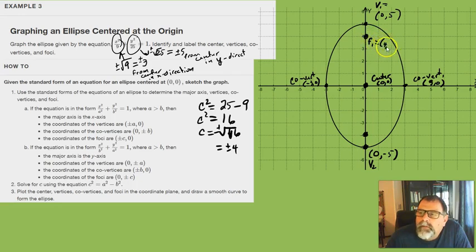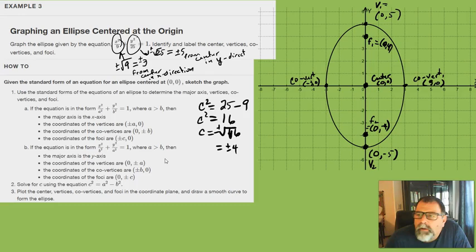So focus 1 is 4, 0. Focus 2 is negative, oops, I did that wrong. So that should be 0, negative 4. This should be 0, 4. Okay, and that's it. All right, so it's pretty simple.